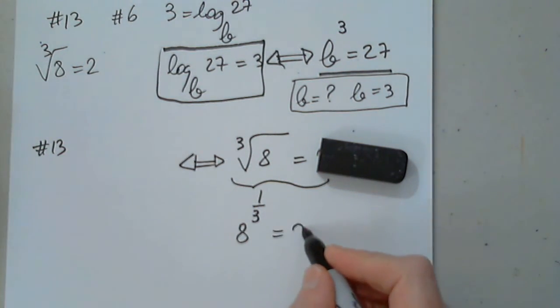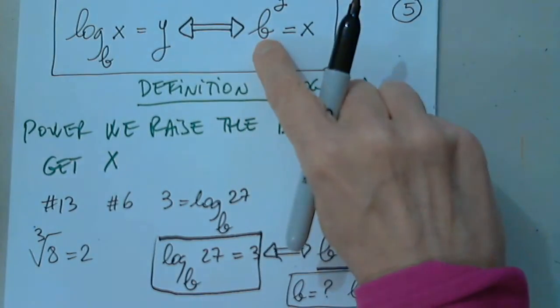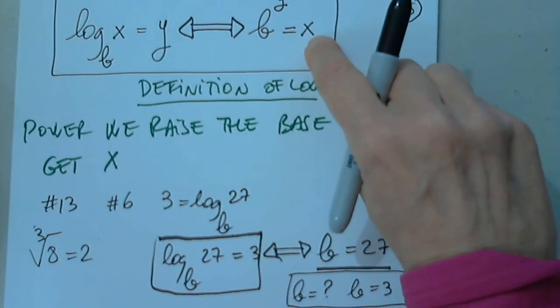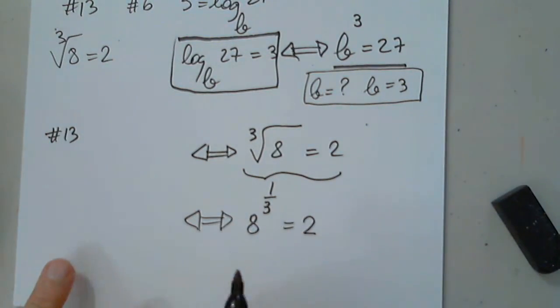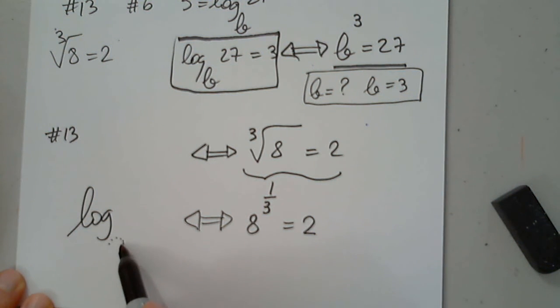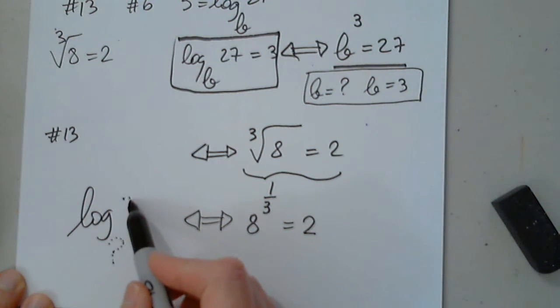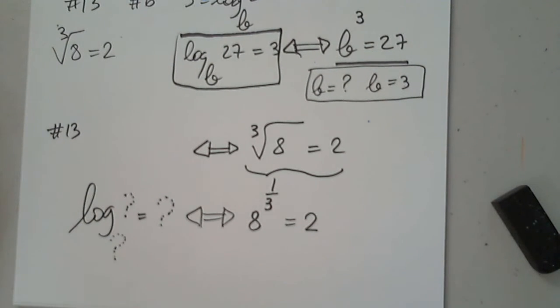So now, this is this side. I have a base, I have a power, and I have a number. So now let's write the other side. The other side has to have log, has to have a base, has to have a number, and has to have a power.